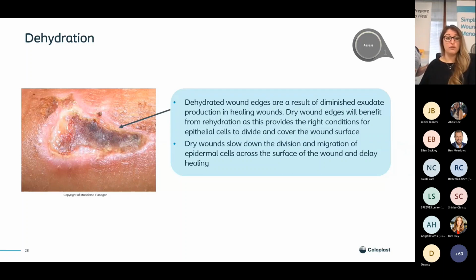And that's why, if we don't reintroduce moisture to this wound, it slows down that division and migration of the epidermal cells. And then we won't get that wound to knit together. We won't get that wound to heal.